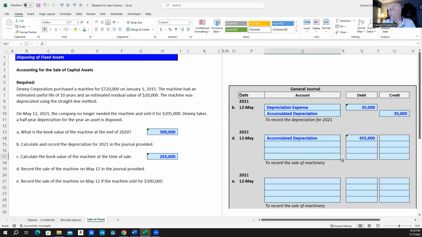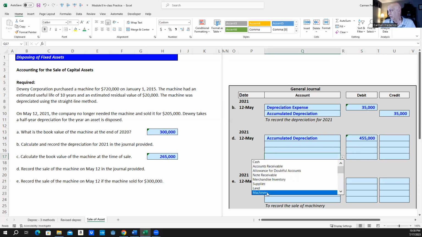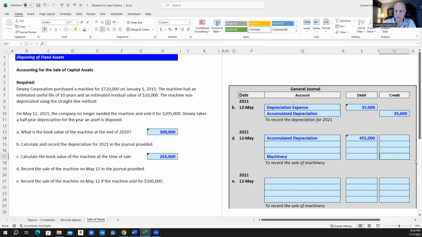Then we take the machinery off the books. And the machinery is on the books for $720,000. So here we are taking the book value of $265,000 off the books. Okay, the cost minus accumulated depreciation. Take it right off the books. It's no longer, we don't own it anymore. It's gone.